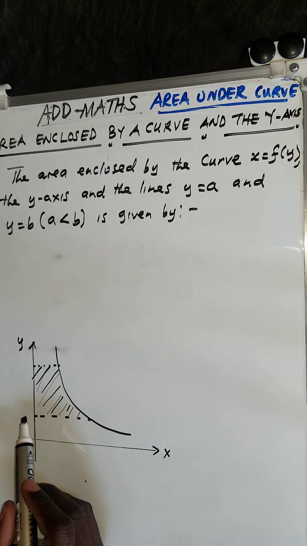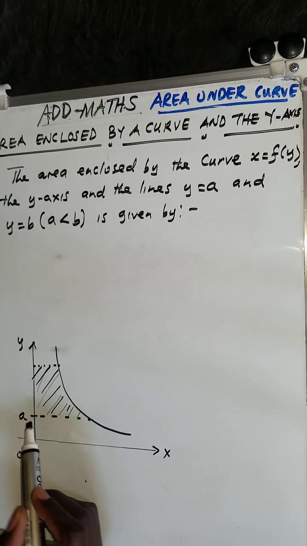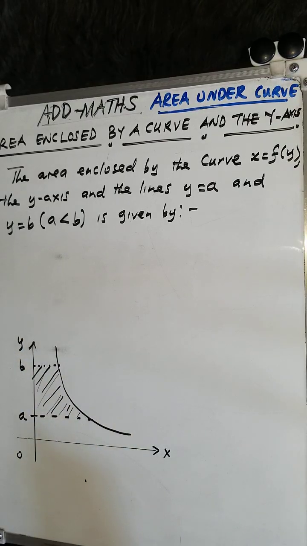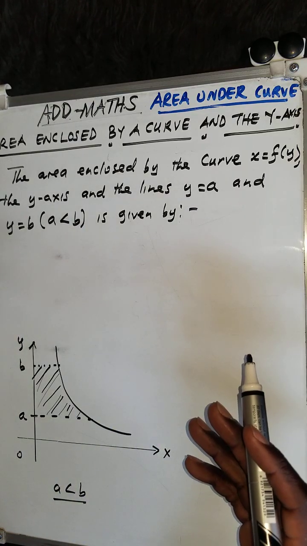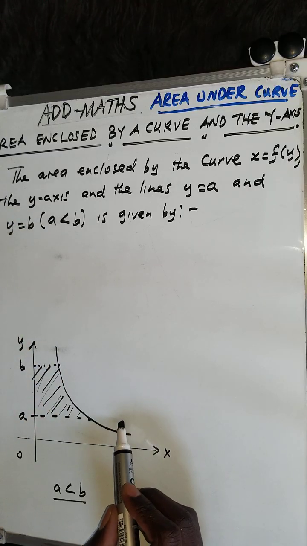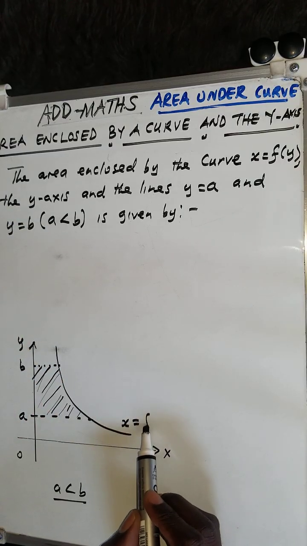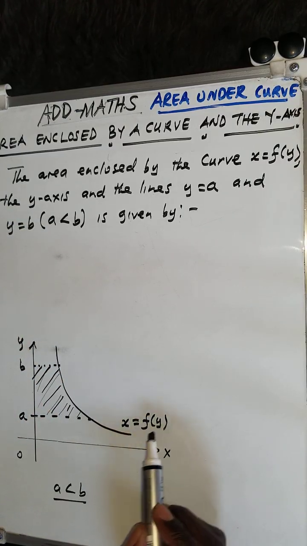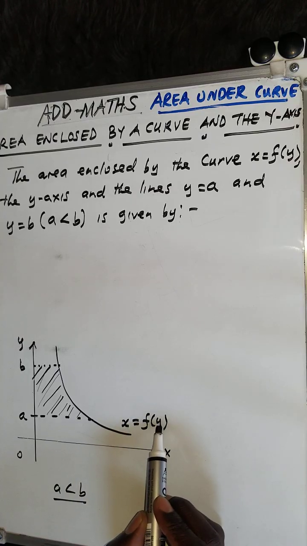Let me say this is A and that is in this case B, but of course if you notice my A is actually less than my B. That's what we know. In other words, B is the upper limit and A is the lower limit. So when you have been given any function of a curve, you need to make x the subject of the formula such that x is equal to an expression in terms of y.